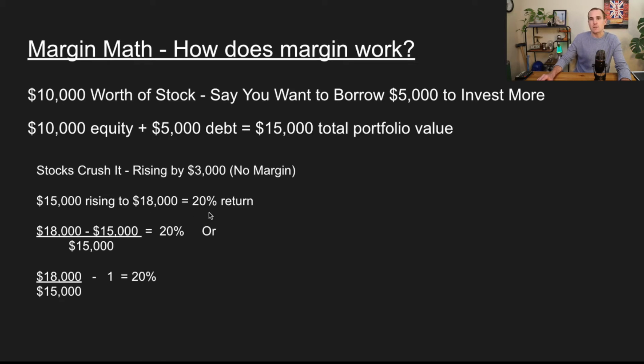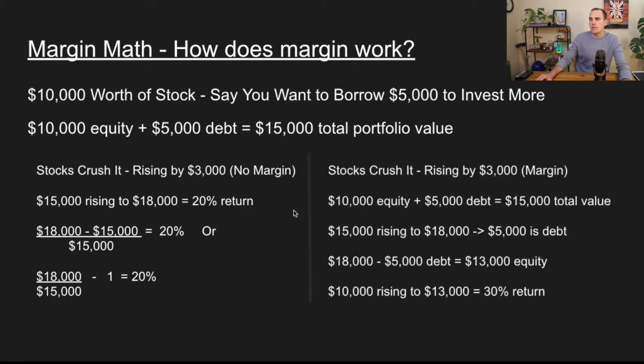That's a 20% return, not bad. And how that's calculated is this formula down here. It's the $18,000, which is the ending value, minus the $15,000, which is the beginning value. So 18 minus 15 is 3,000. And then you divide that by the beginning value, or 15,000, which is the 20%. If you want to do it the more fancy way, a little easier, just some algebra here, it's the 18 divided by the 15 minus 1 gives you the same number, but that's the no margin scenario.